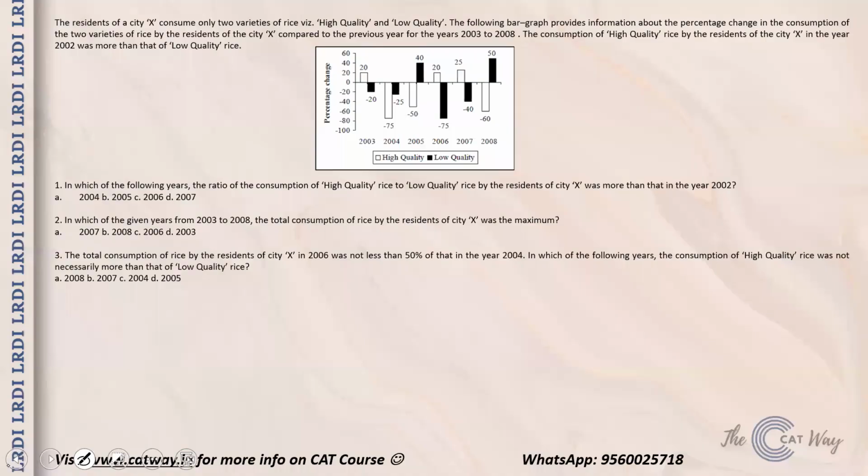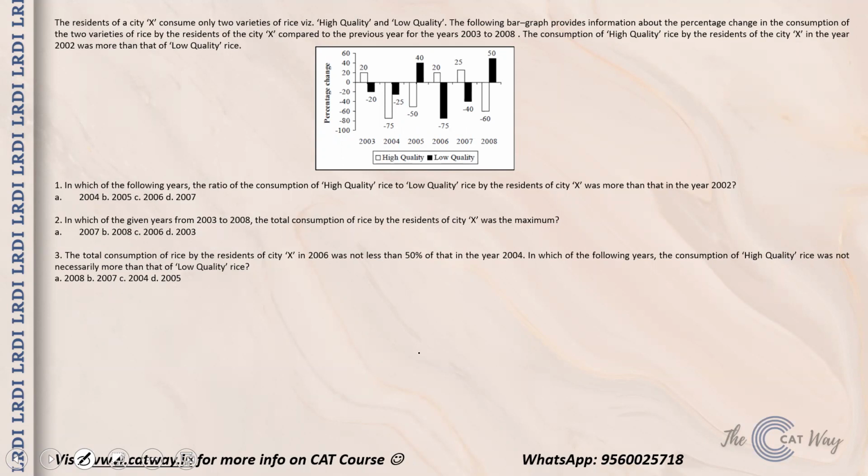All right guys, so what do we have today is that the residents of city X consume only two varieties of rice, that is high quality and low quality. Now the following bar graph provides information about the percentage change in consumption of the two varieties of rice by the residents of city X compared to the previous year for the years 2003 to 2008. Now, the consumption of high quality rice by the residents of city X in the year 2002 was more than that of low quality rice.